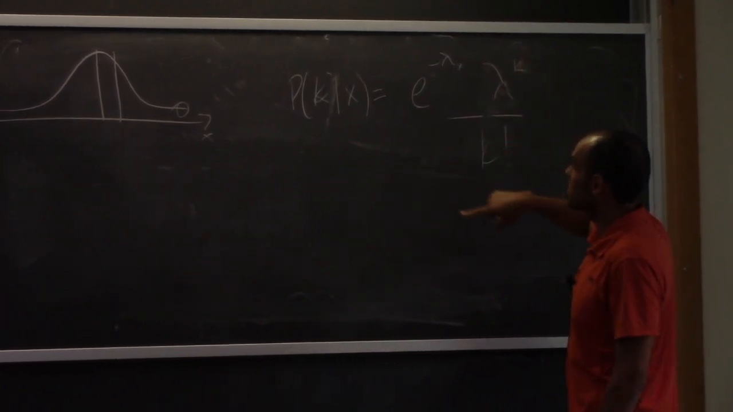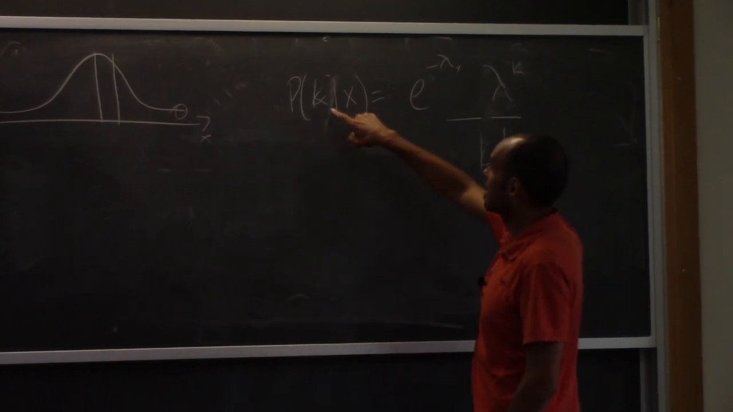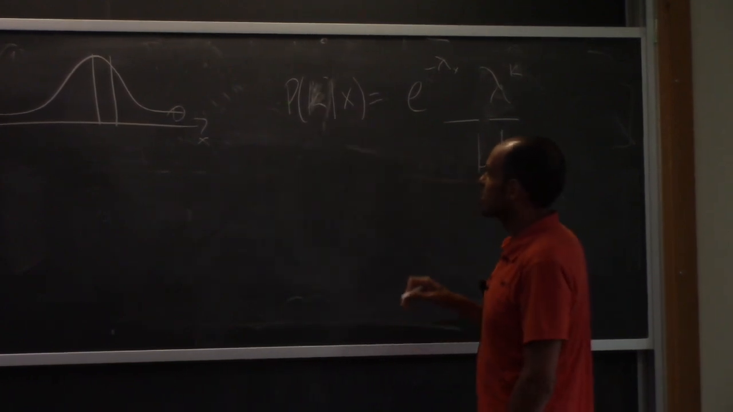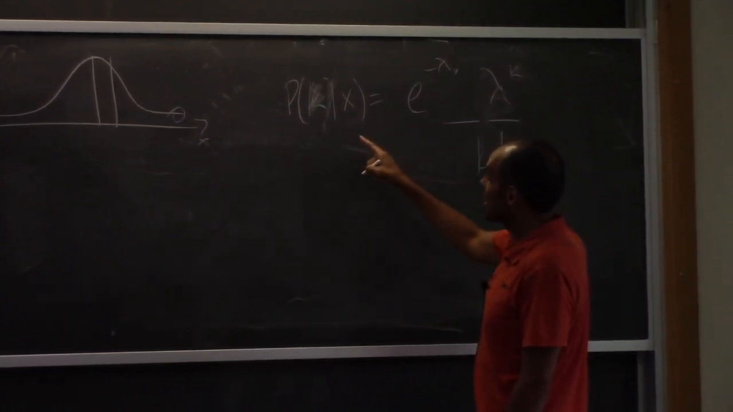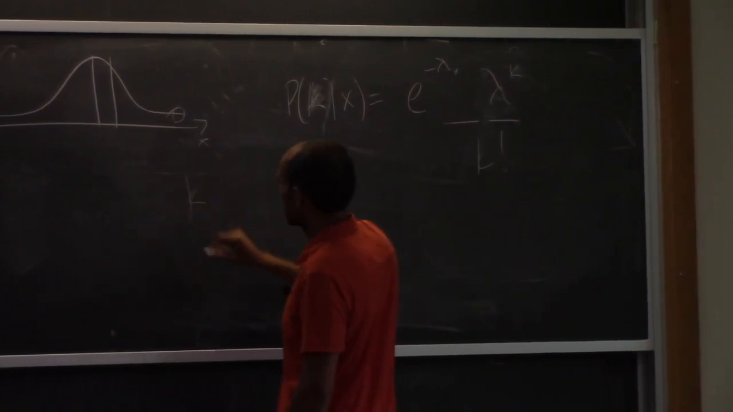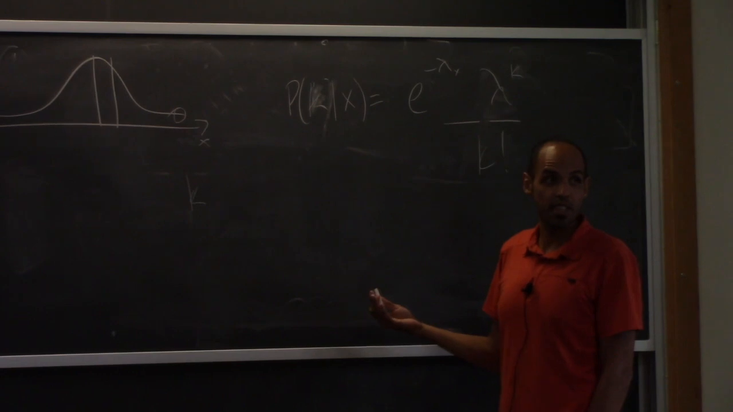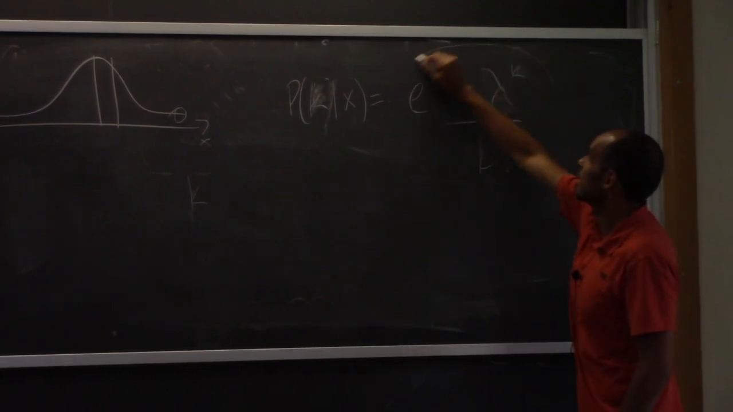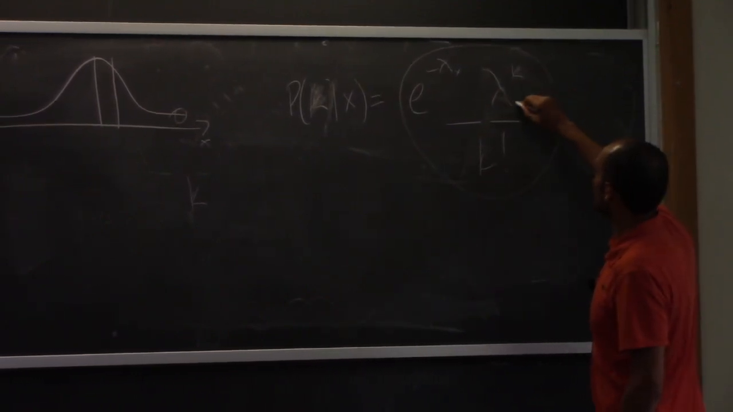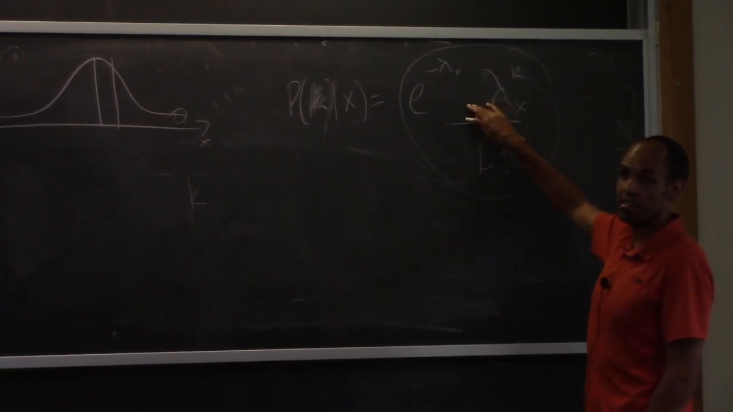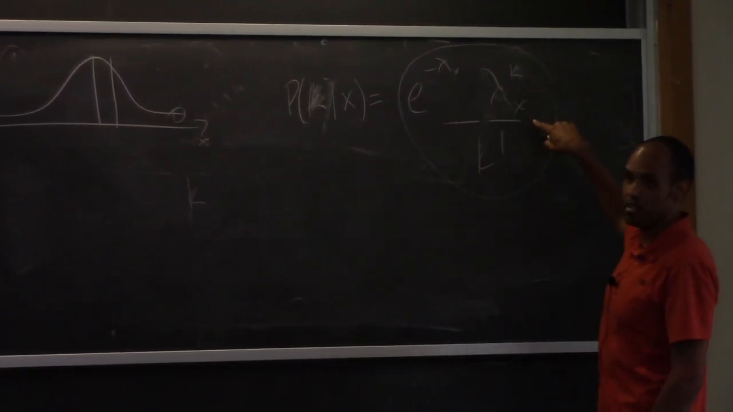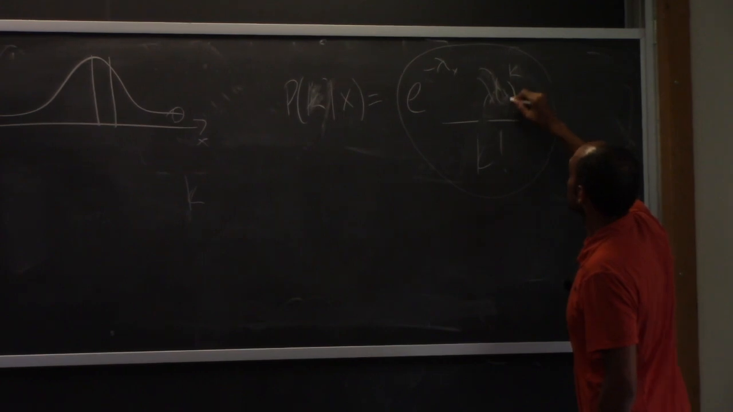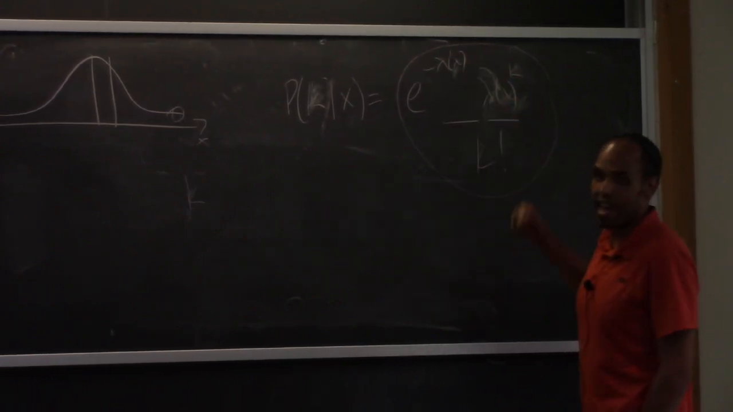OK, so this is the probability for one neuron to observe some number of spikes, k spikes, in position x. Now if we observe k spikes and we want to decide what position the animal's in, we can ask what x maximizes this probability. We can take this and treat it not as a function of the number of spikes, k, but as a function of this variable x. So we can think of this lambda as a function of x, and we can ask what x maximizes that function.